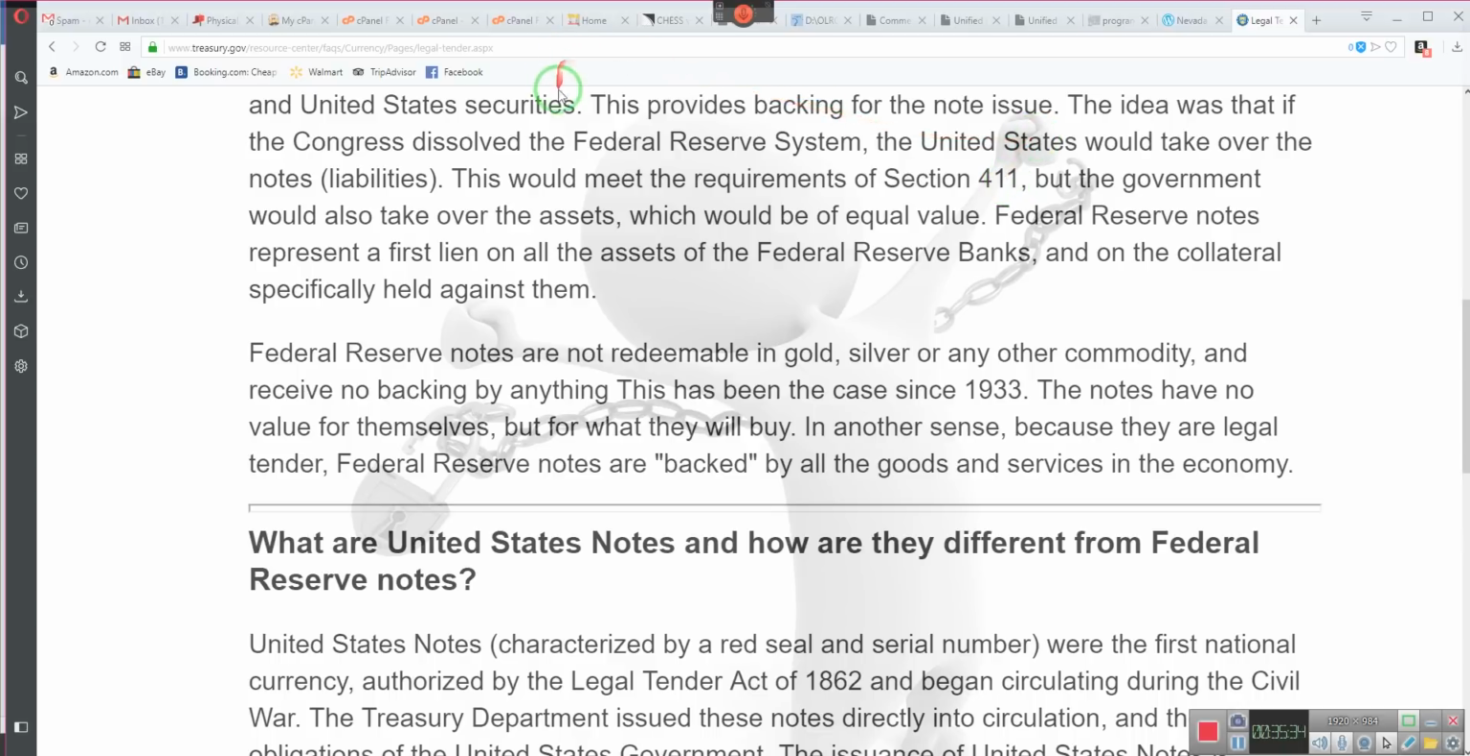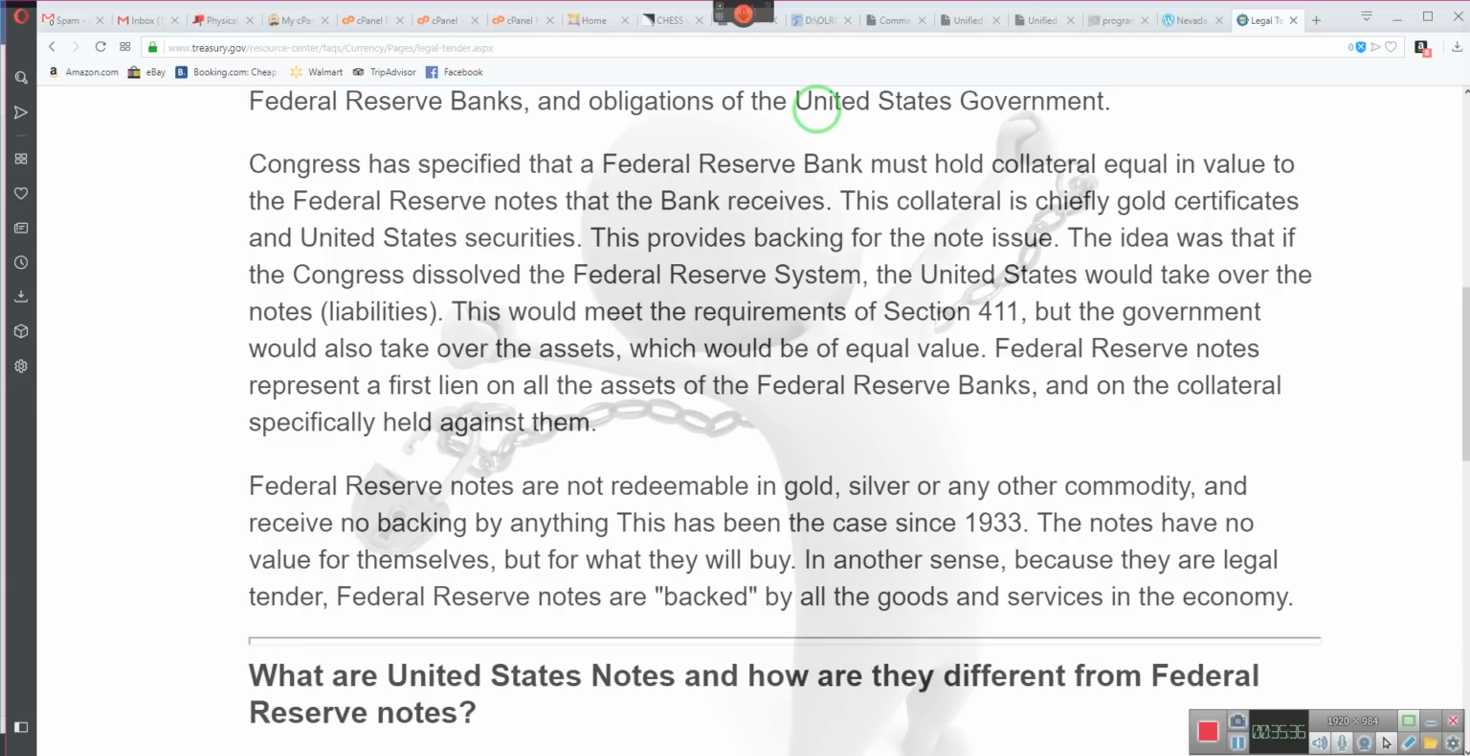Okay, pay attention. Let's show you how they're talking about exactly what we're doing. Congress has specified that a Federal Reserve Bank must hold collateral equal to the value of the Federal Reserve notes. So they have to be backed by collateral. Pay attention. But didn't they say the Federal Reserve notes are backed by nothing?